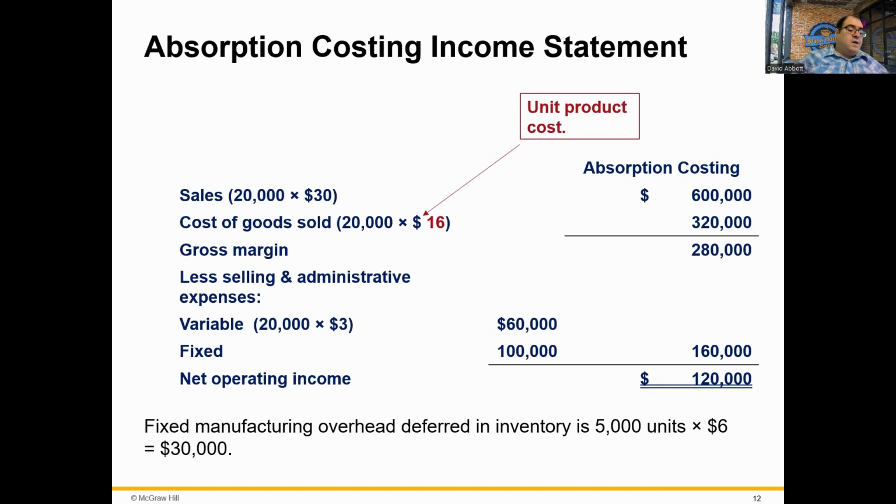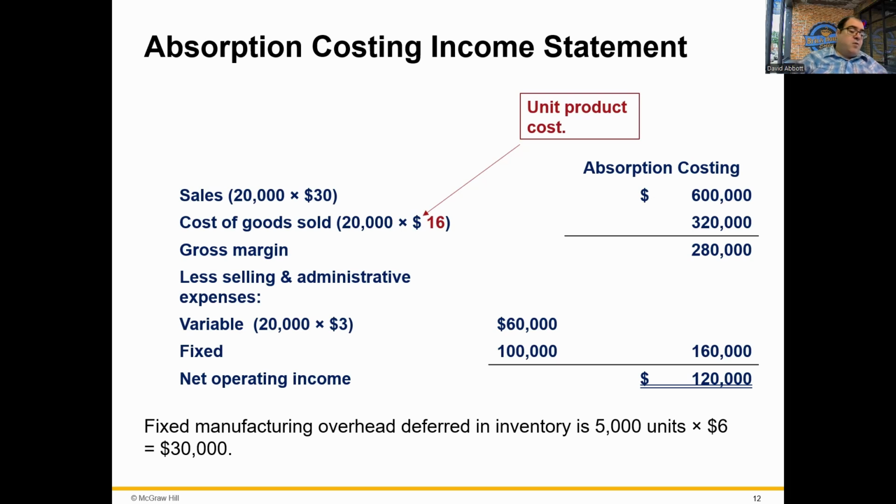Now, under absorption costing, the unit product cost is 16 because we're including all of the unit product cost in that. And then the fixed manufacturing overhead cost deferred in inventory is 30,000. That's 5,000 units times 6 per unit that they have, but that we haven't sold yet. And so the net operating income is 120,000. And where we got that deferred inventory is 5,000 units times 6, or 30,000.